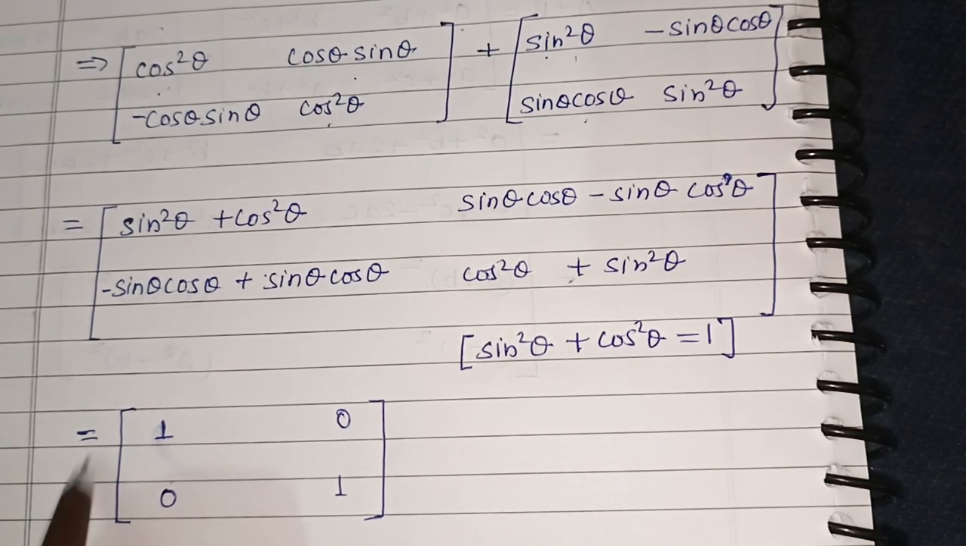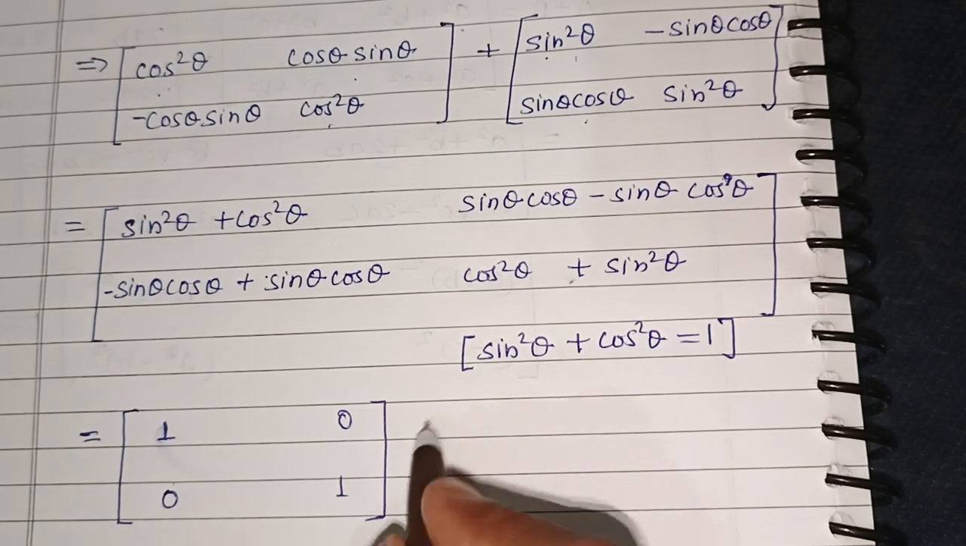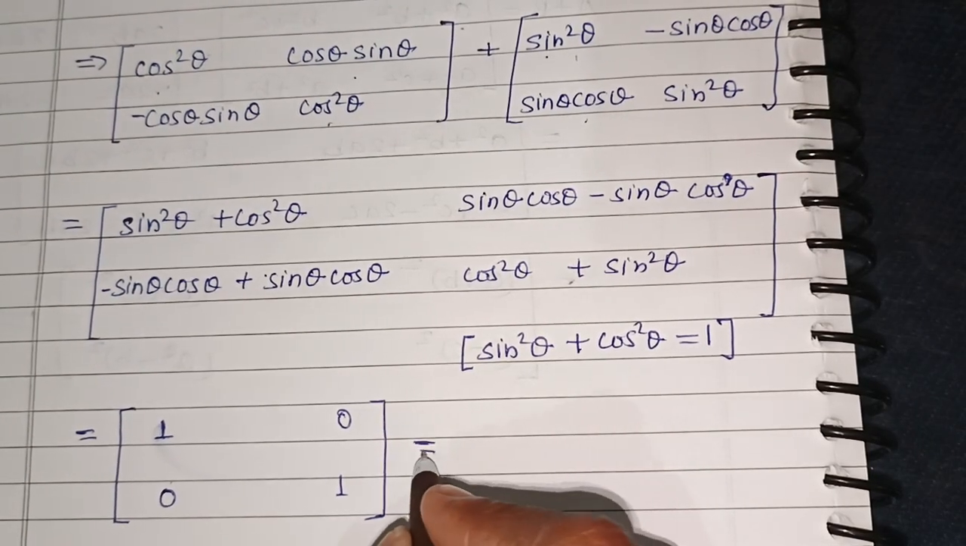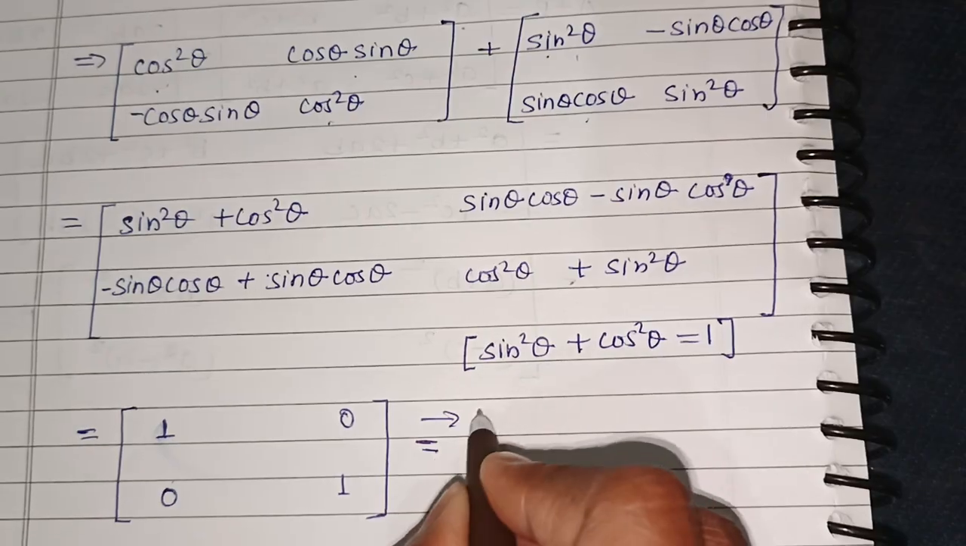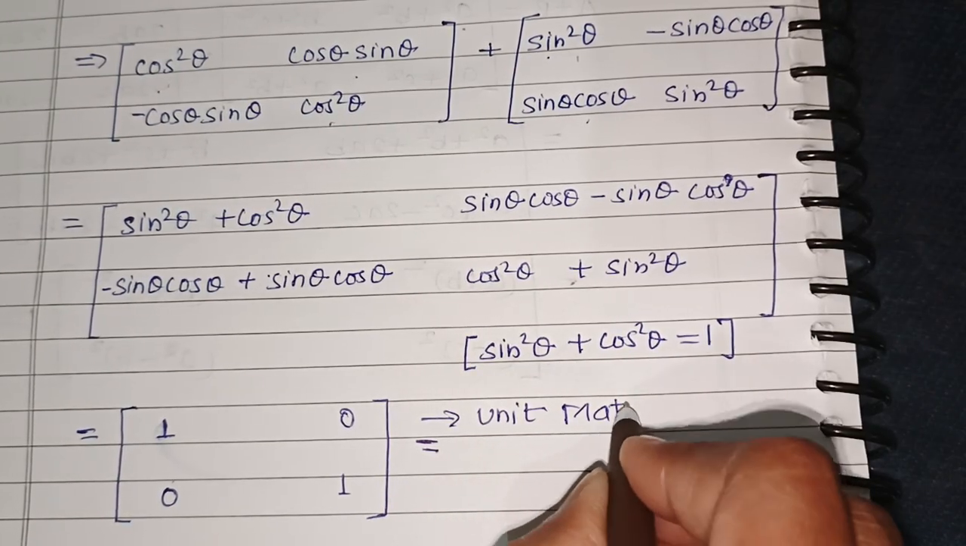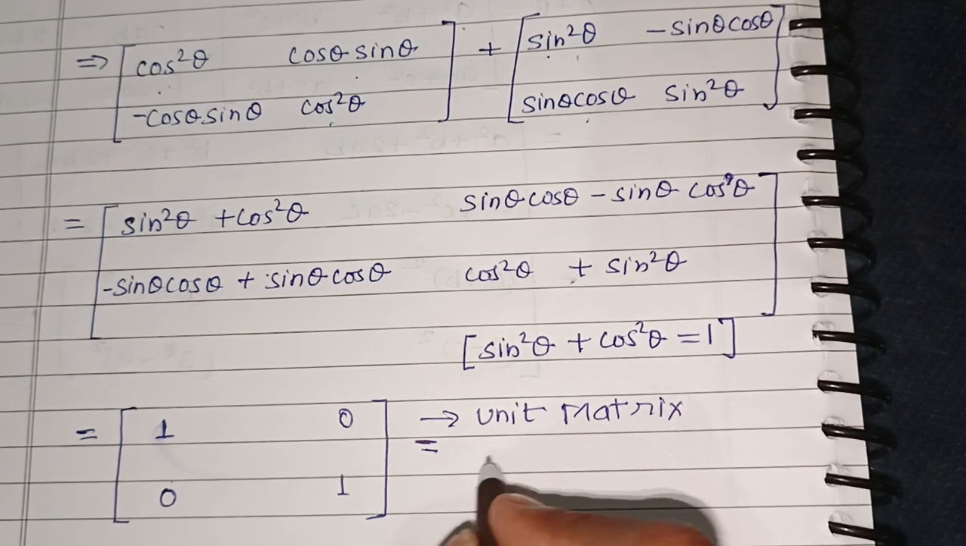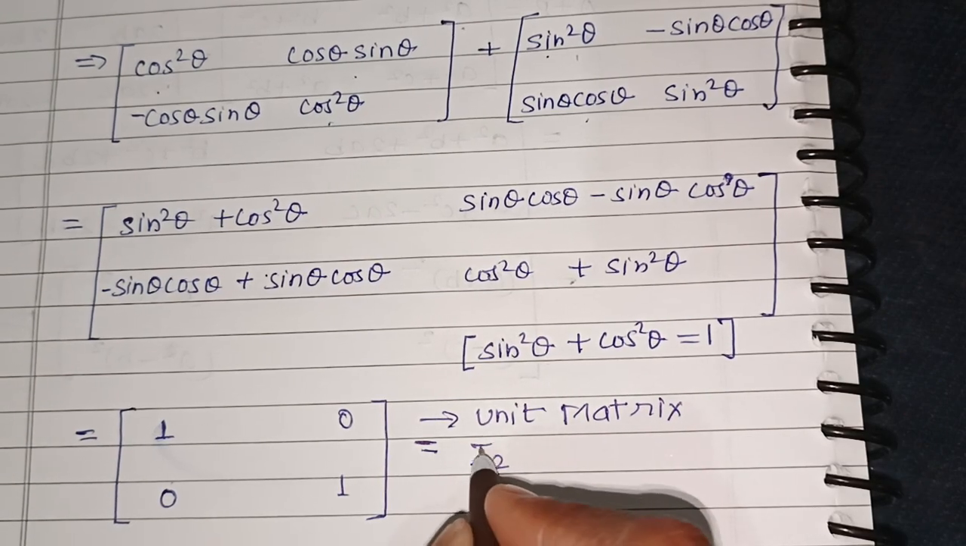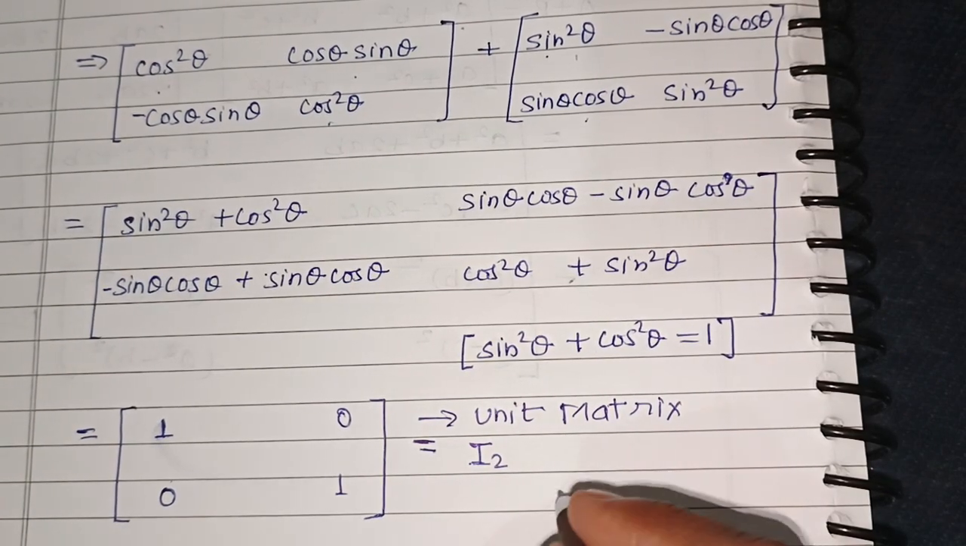Now this is unit matrix. So now it is I2, it is I2 also.